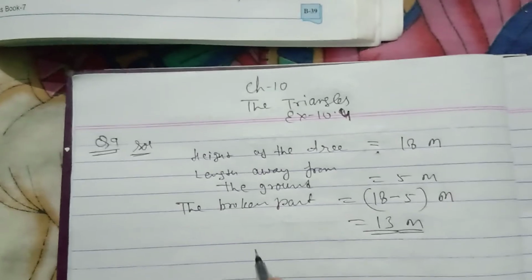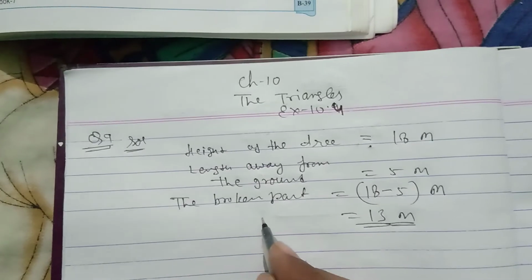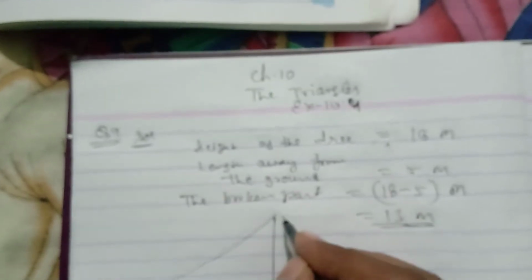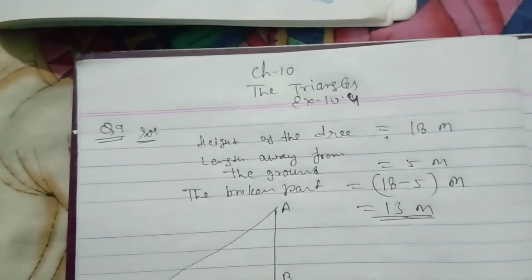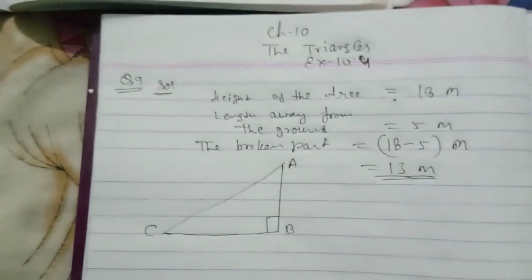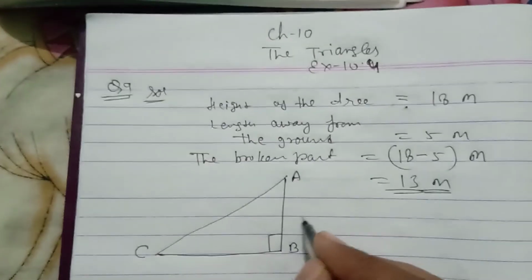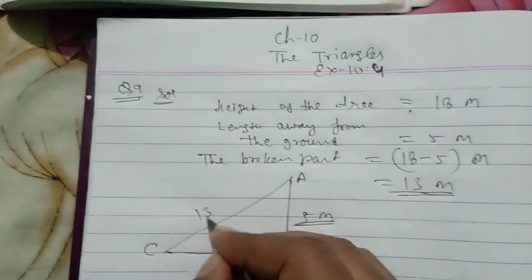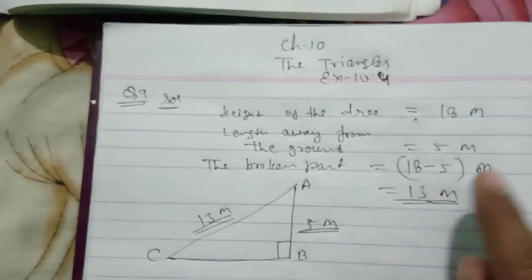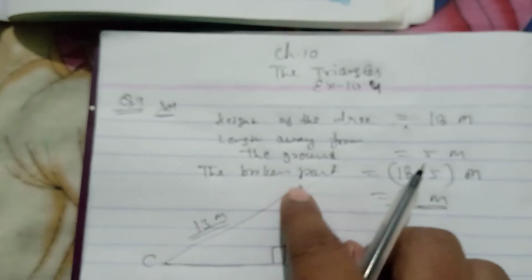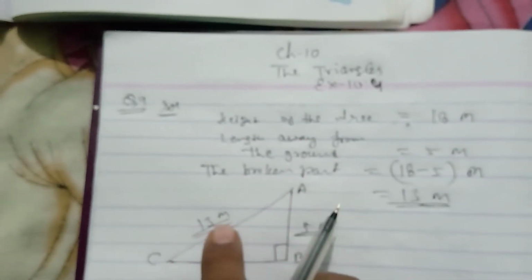Okay. Now I will draw it. Suppose that this is A, this is B and this is C. This is our right angle according to the given figure. This is 5 meters. This broken part is 13 meters, because the total height was 18 meters and this part is 5. So after subtracting, we get 13 meters.